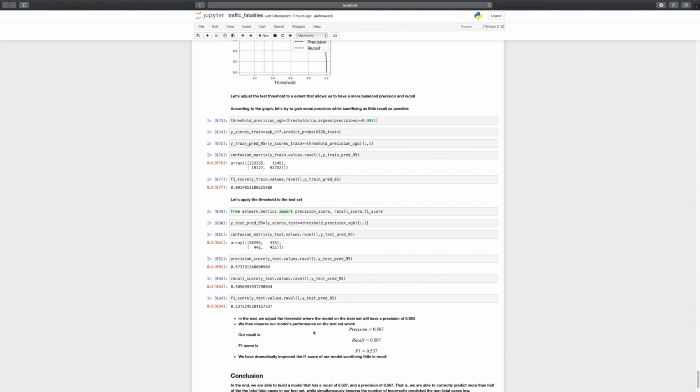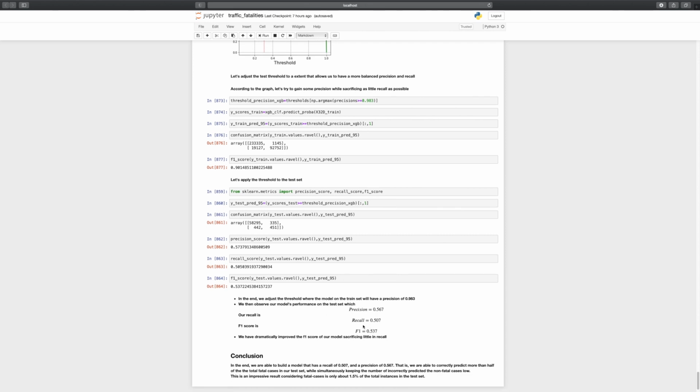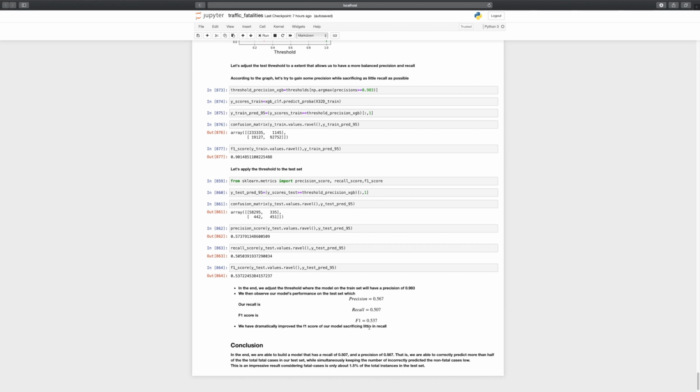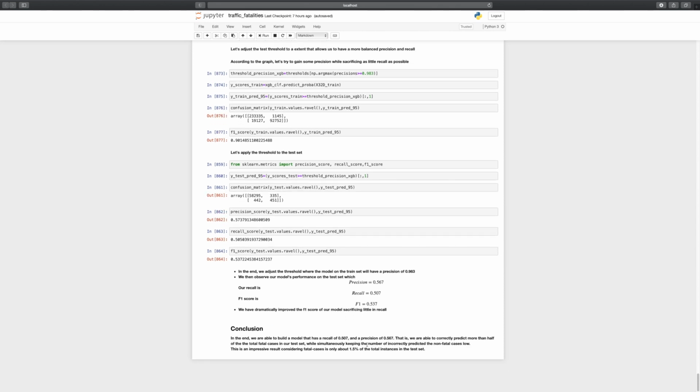After choosing the threshold, we applied it to the test set. From our results, we can see that our precision has improved to 0.567. We only lost about 0.08 of recall, and our F1 score also improved significantly. So we have significantly improved our model.